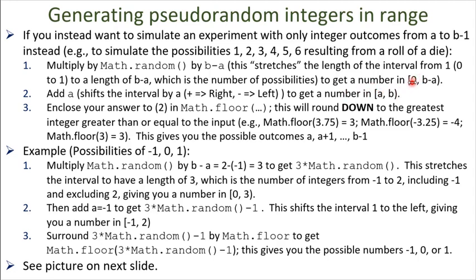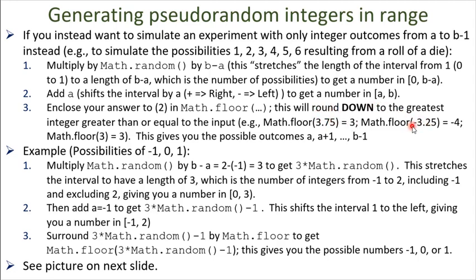So before, we get a number between 0 and b minus a, and then once we add a, we get a number from a to b, right? So that's just like before. But now what do we do to the result? We do math.floor of that. So math.floor is going to round down to the greatest integer that's less than or equal to the input. What I mean by that is, math.floor of 3.75 gets rounded down to 3. 3 is the greatest integer that's less than or equal to 3.75.